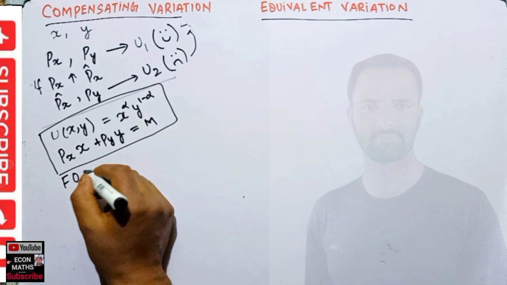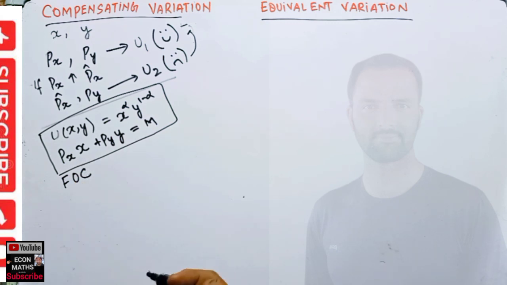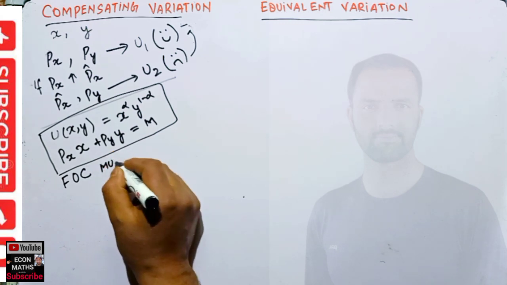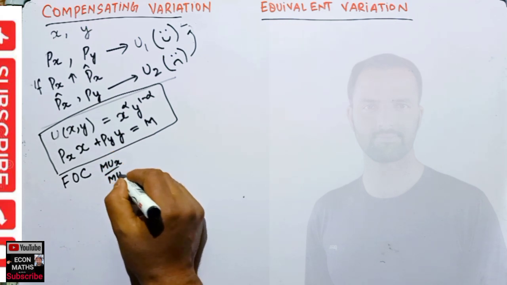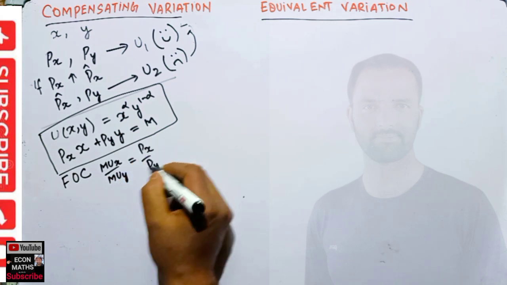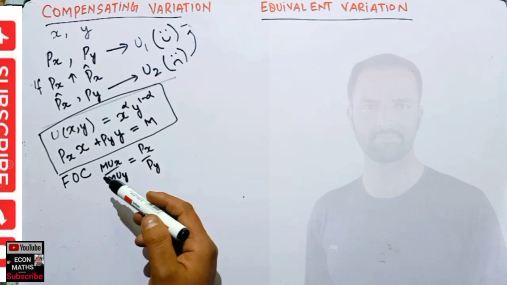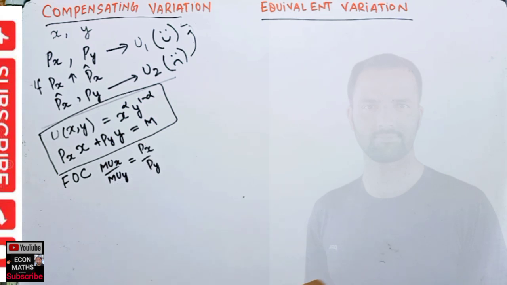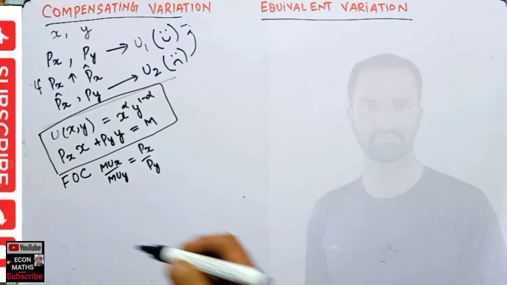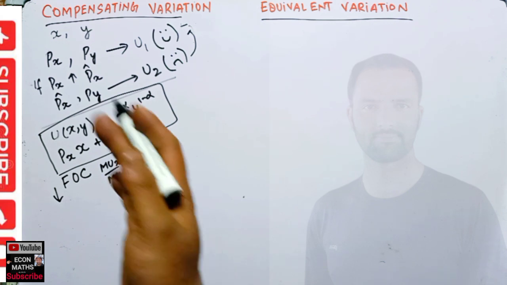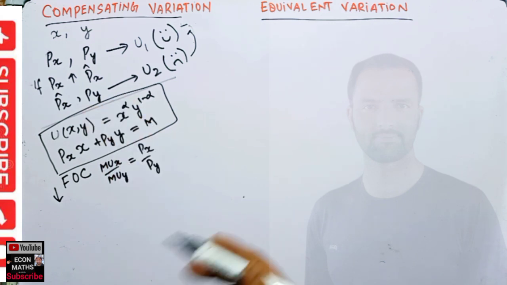I have made a number of videos on optimization. The first order condition requires that the marginal utility of x upon the marginal utility of y should be equal to the price of x upon the price of y. Simply, the marginal rate of substitution, the ratio of marginal utilities, should be equal to the ratio of prices. I will not show here how we get the optimal values, because it would become a lengthy video.